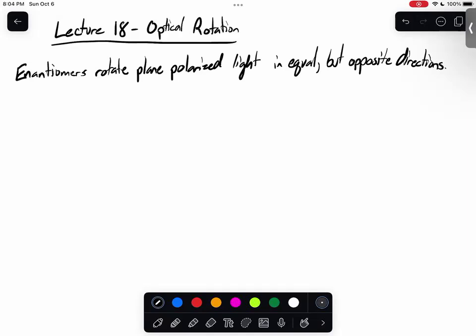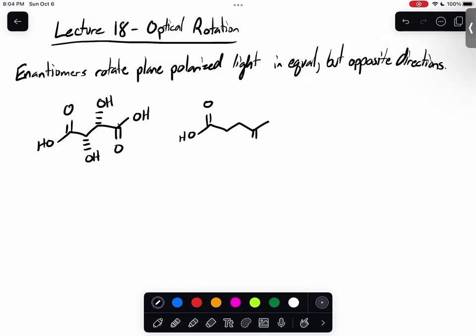Well, let's take a look at two enantiomers that will rotate some plane polarized light. And so we're going to take a look at enantiomers of tartaric acid. Tartaric acid is just this dicarboxylic acid that has a couple of alcohols on dashes or wedges here in the middle. So we have this one here, and then we have likewise its enantiomer, which instead of having the alcohols on the dashes, it will have the alcohols on the wedges.